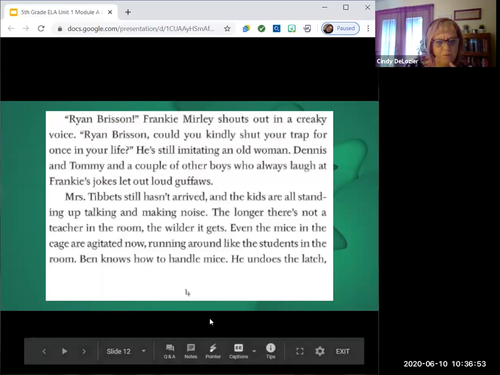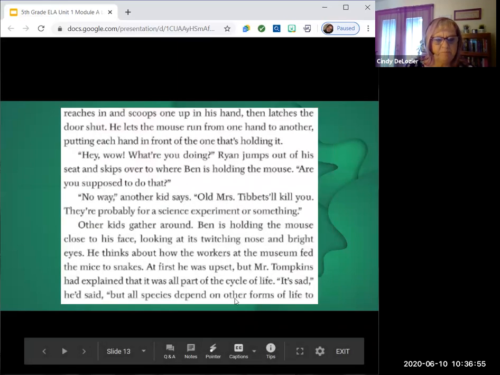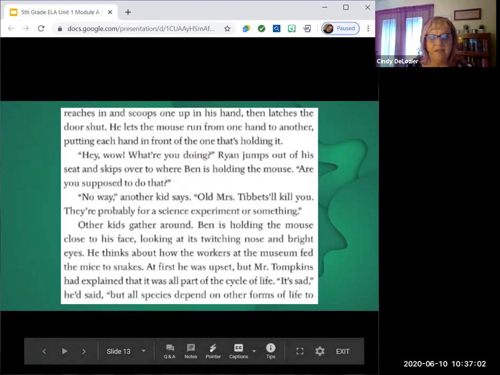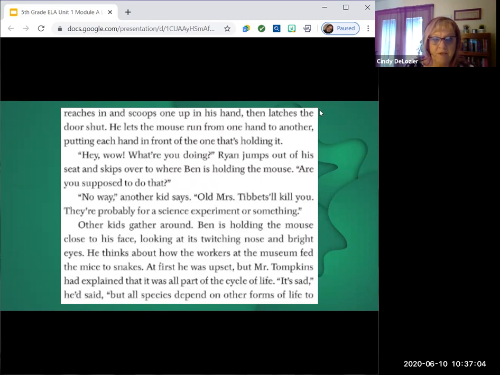Wonder what we would say he is. Oh, let me back up just for a minute. He undoes the latch, reaches in and scoops one up in his hand. Then he latches the door shut. He lets the mouse run from one hand to another, putting each hand in front of the one that's holding it.